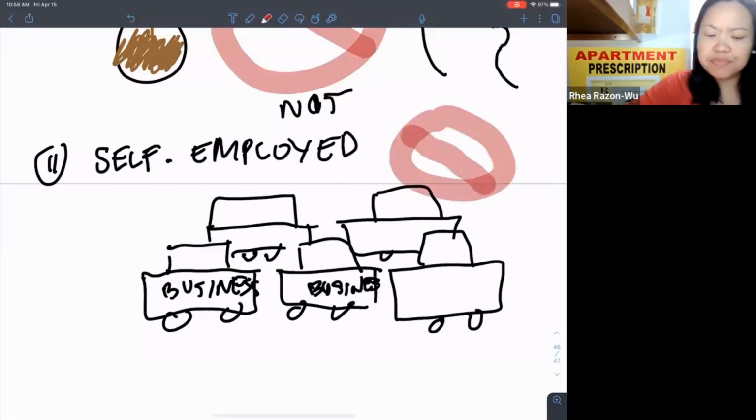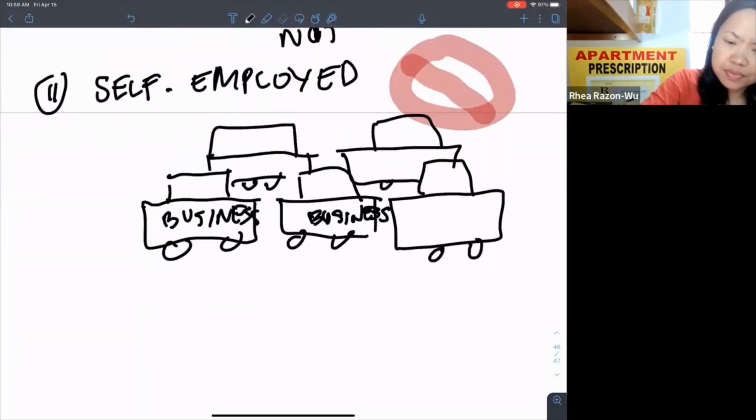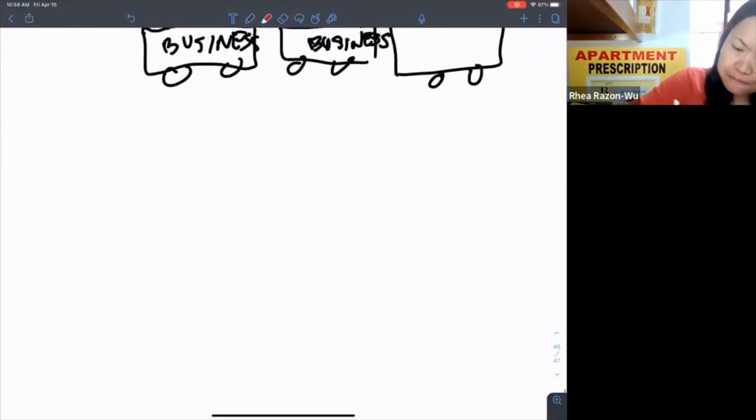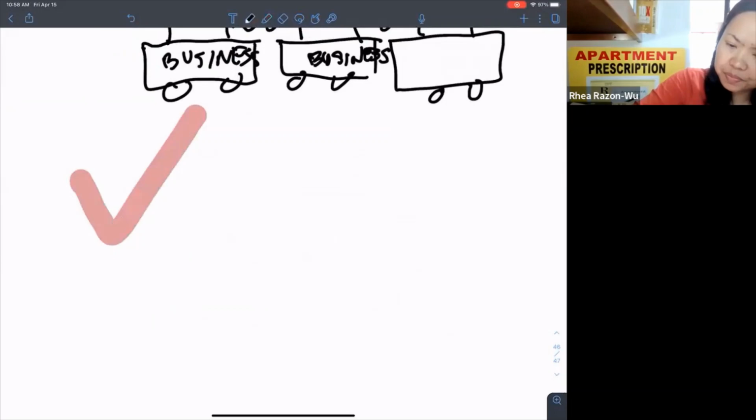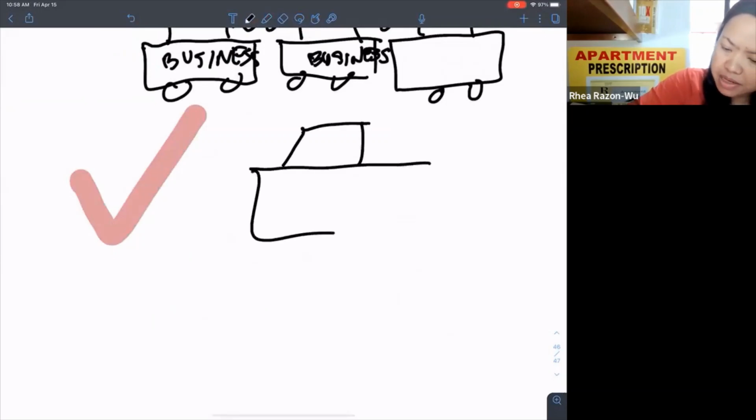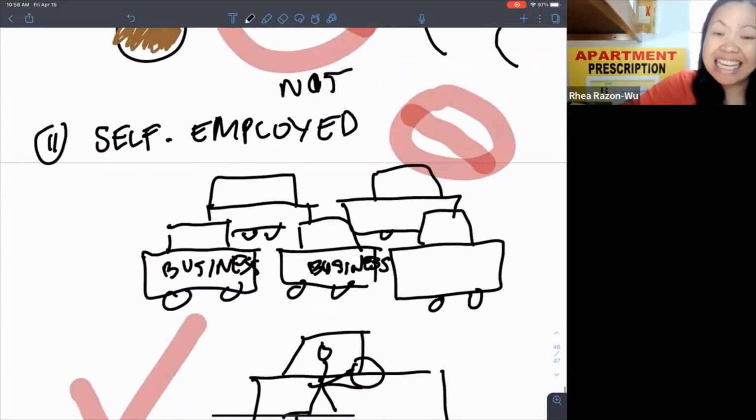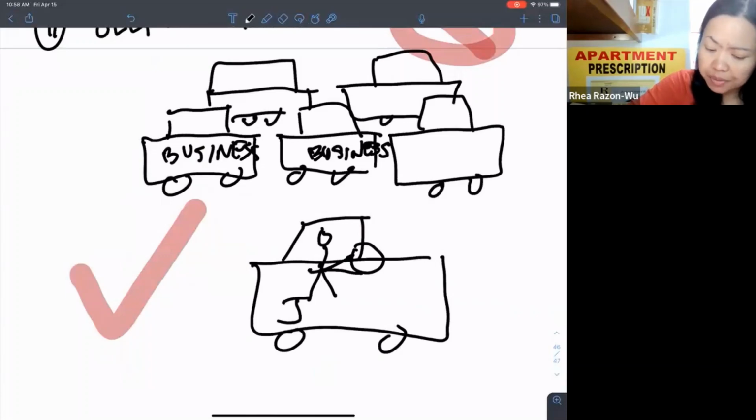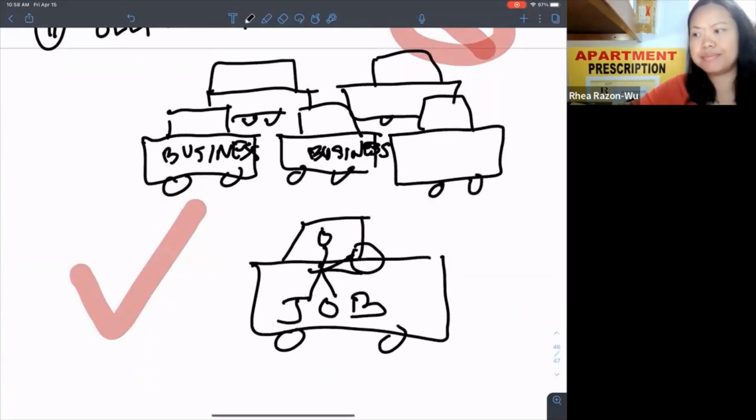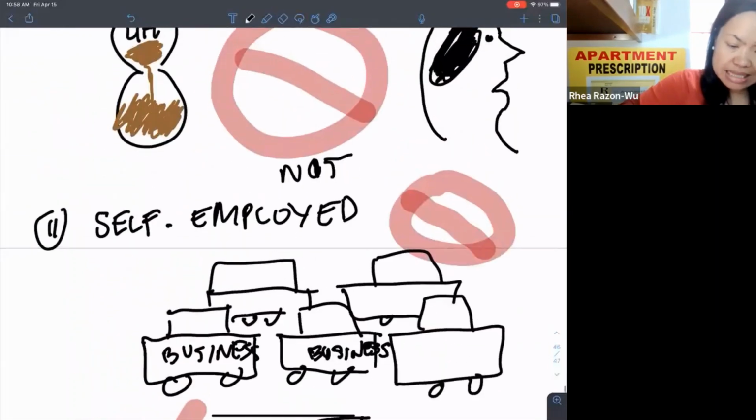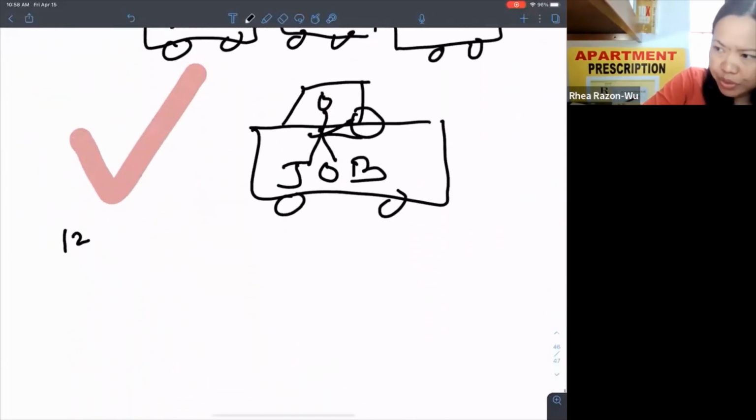So the book mentioned that self-employed are not businesses. What they are, still drawing my bus, steering wheel, my head is right there holding the steering wheel. Self-employed is not a business, but they are self-employed, they have a job. So that's the 11th point. The 12th point.